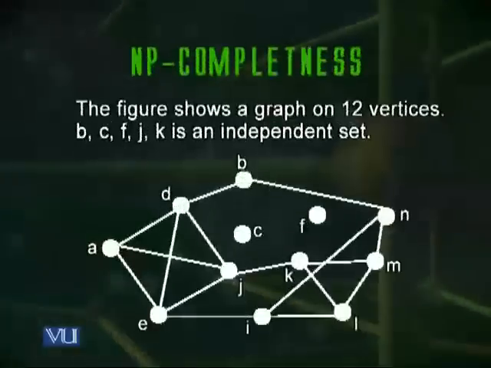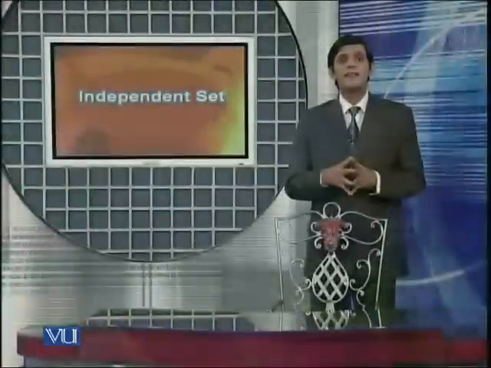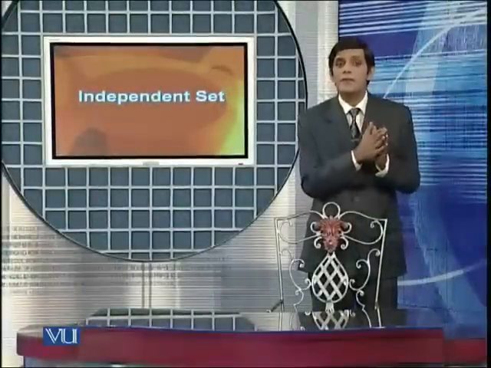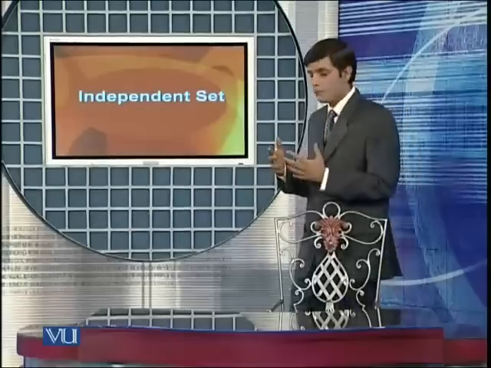Let's have a look at another graph. So now this figure shows a graph on 12 vertices, and in this graph also we have an independent set. It's B, C, F, J, and K. So if you look at these 5 vertices now, B, C, F, J, and K, they form an independent set because there is no edge between them. So here's another example of a graph and a subset in it, and since this subset has no edges in between them, therefore I'm going to call this subset an independent set.